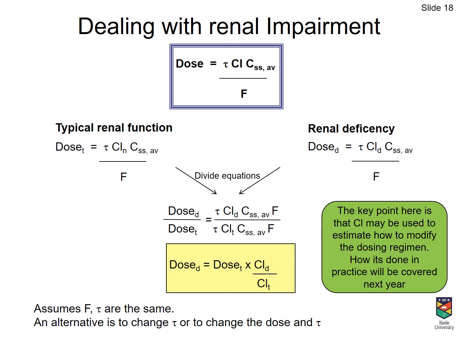You can see that all we have to do to work out the dose to give to a patient with a renal deficiency in principle is take into account the changes in the clearance. We just multiply the typical dose by the fractional change in clearance. This is assuming that nothing else has changed. We're going to keep the dosing interval the same, and I'm assuming the bioavailability is the same. But in principle, all we need to do is measure the change in clearance, and we can adjust the dose if we wanted to.